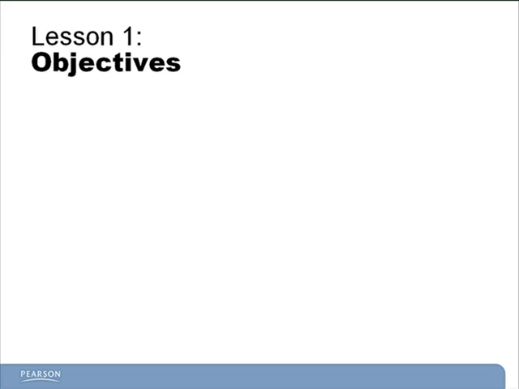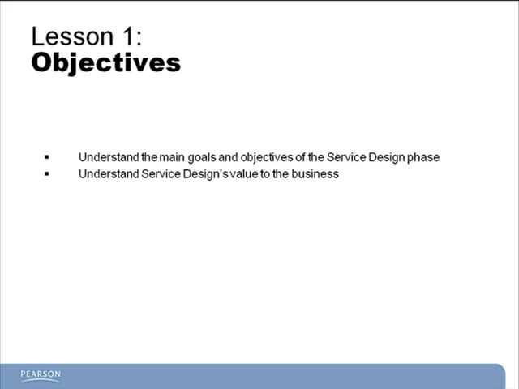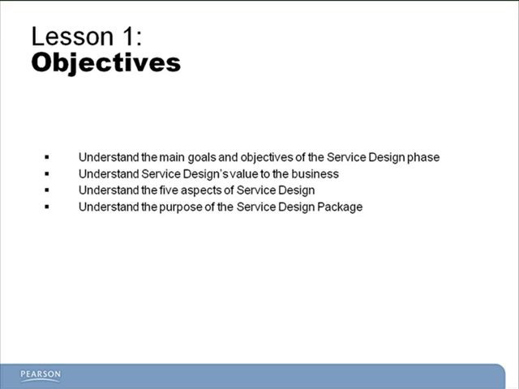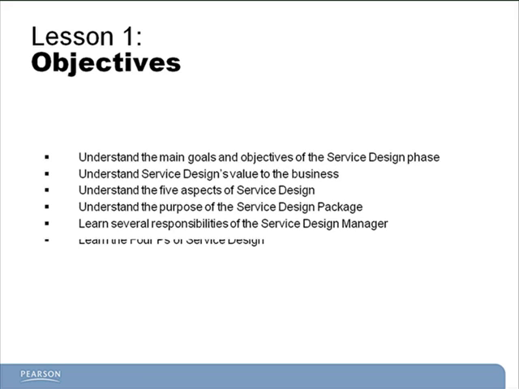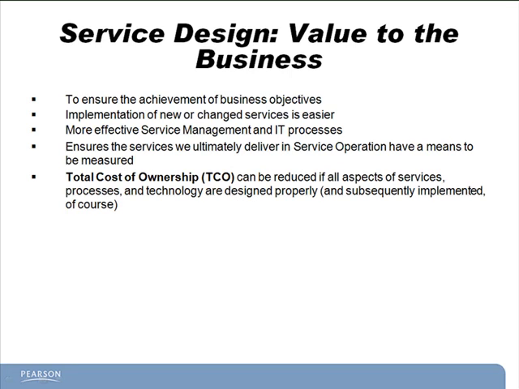Lesson 1 has 7 main objectives. First, we'll need to cover the goals and objectives of the service design phase. Next, we'll cover how the service design phase benefits the business. We'll also cover the 5 aspects of service design, meaning the 5 things we design in the service design phase. We'll also introduce the concept of the service design package, and we'll learn about the responsibilities of the service design manager. We'll also learn about the 4 Ps, which help ensure a balanced design. And lastly, we'll briefly cover some things to consider while automating your designs if you choose to.